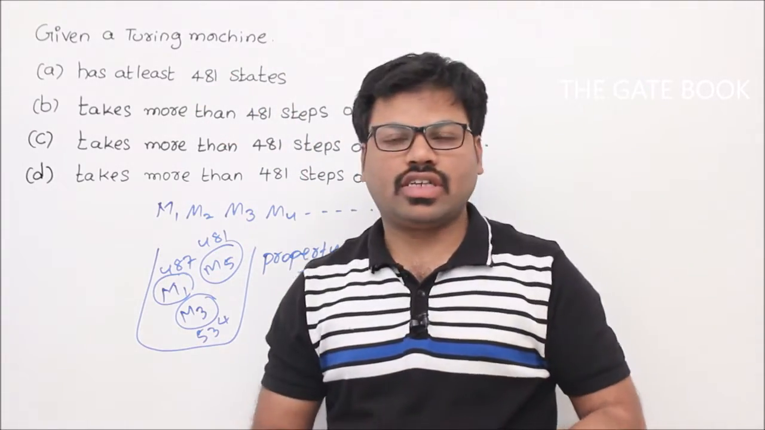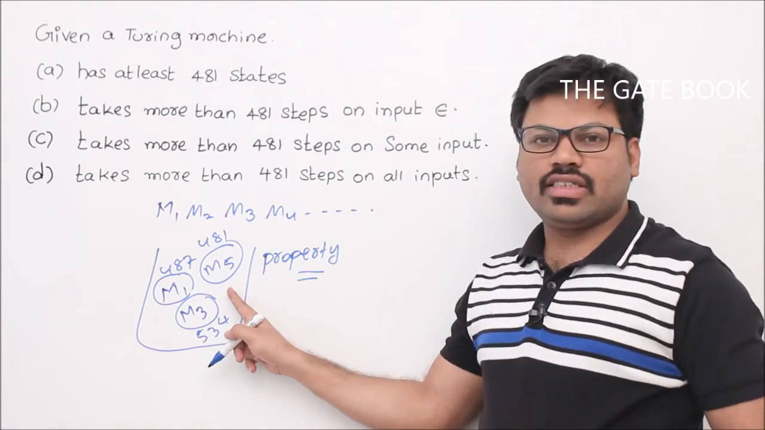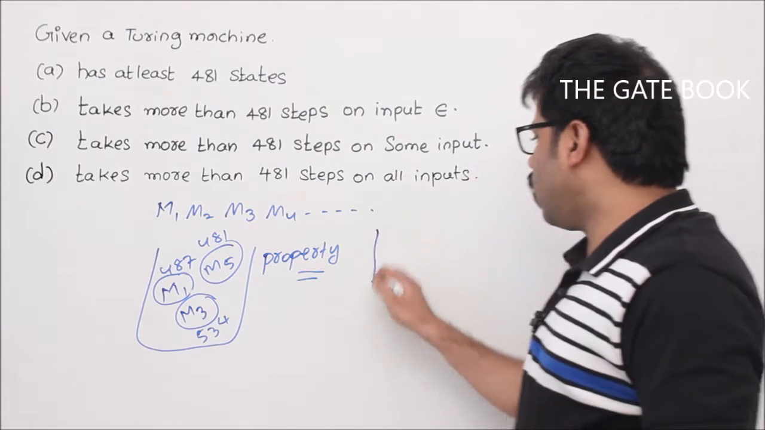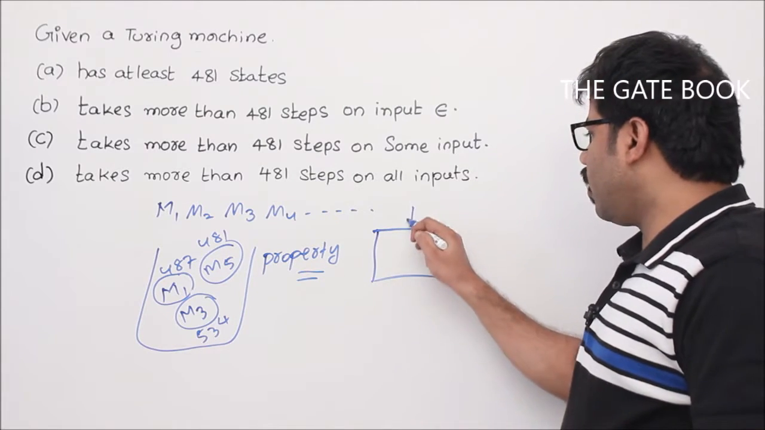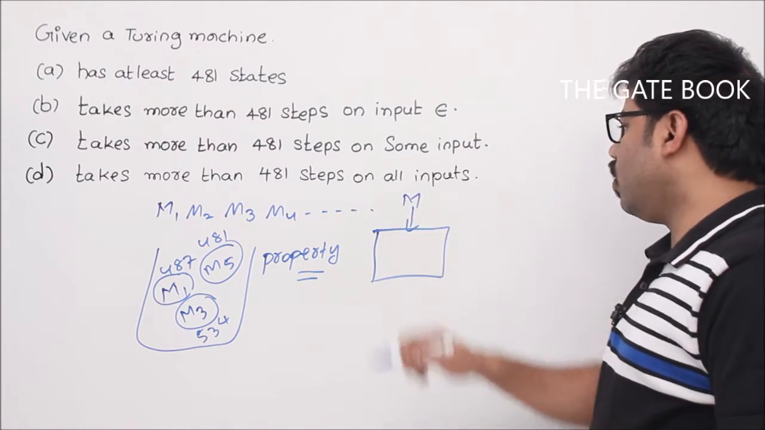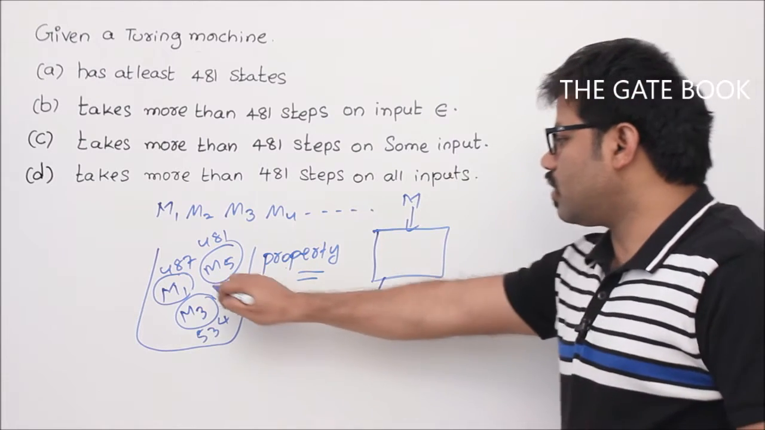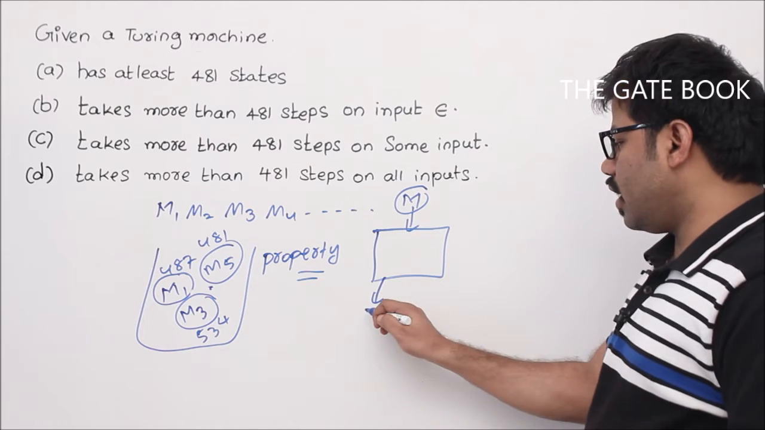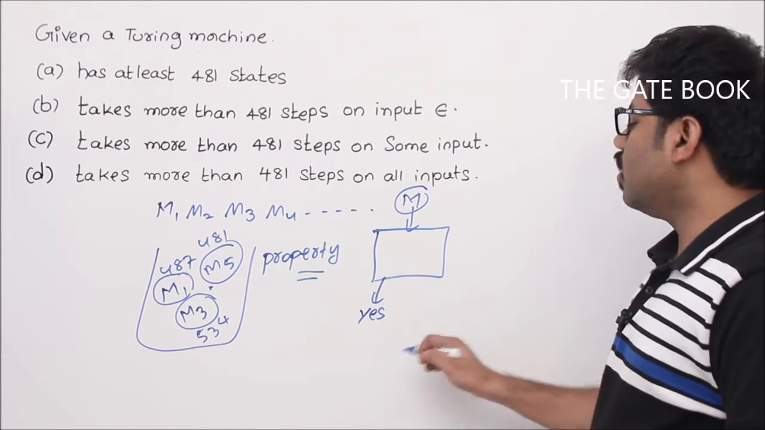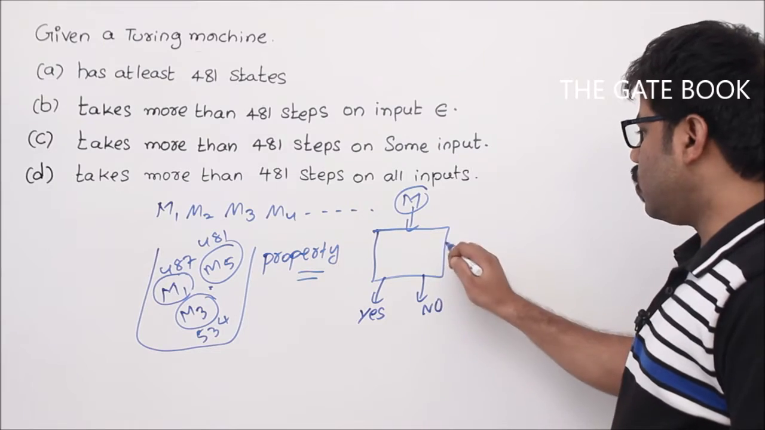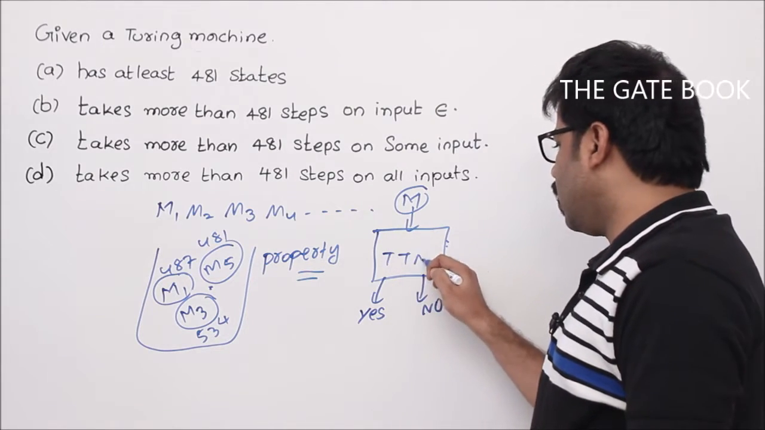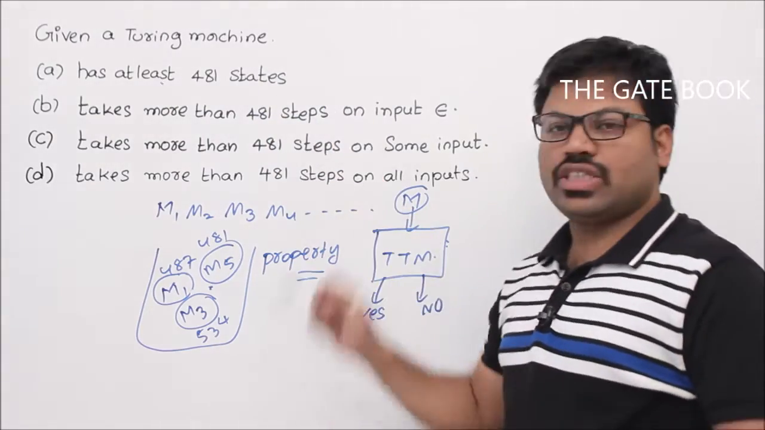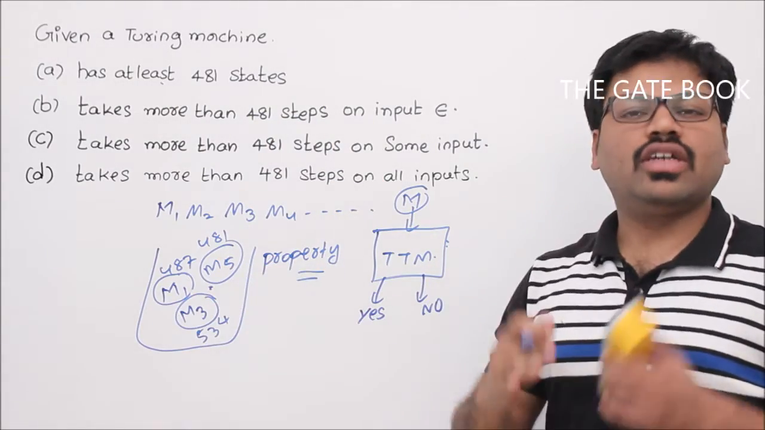Now we know the definition of decidability. Given a language, whether it is decidable or not, how to check? For that we have to construct a total Turing machine. The total Turing machine should do this. So for that we will be giving a Turing machine code. If really that Turing machine satisfies this property, meaning the Turing machine has more than or equal to 481 states, it should say yes, otherwise it should say no. If you design such a total Turing machine, then we say that this problem, that means given a Turing machine has at least 481 states, is decidable.